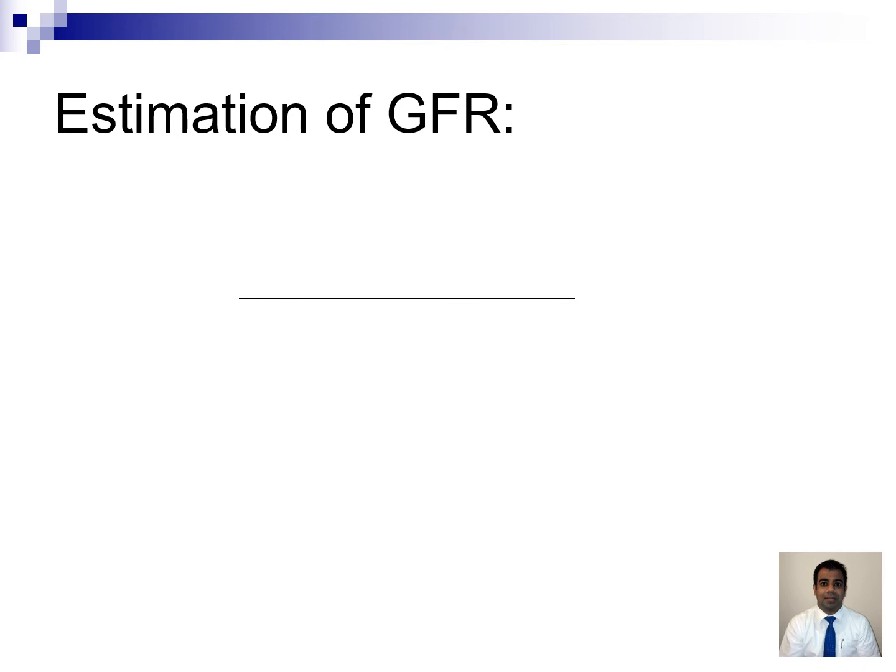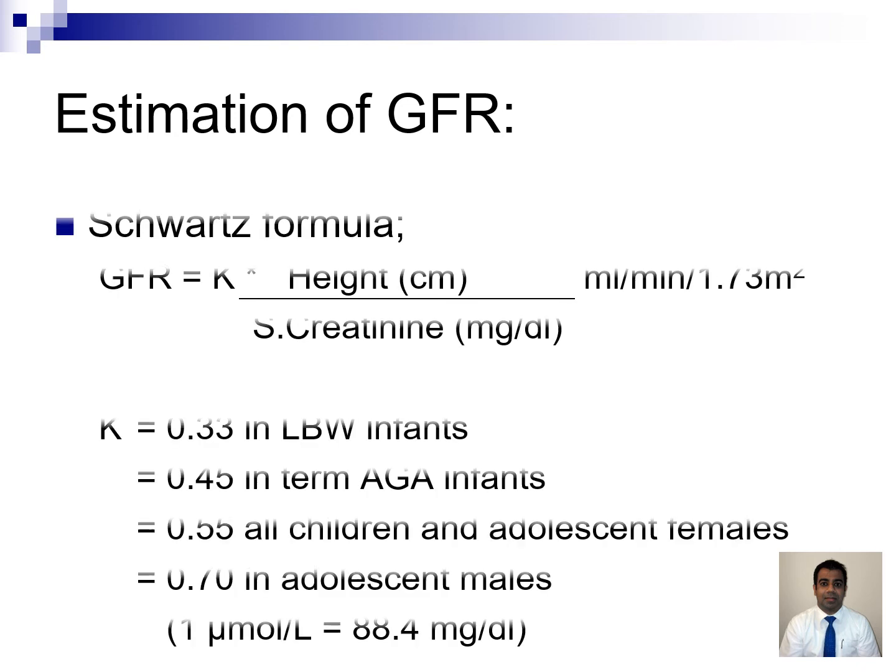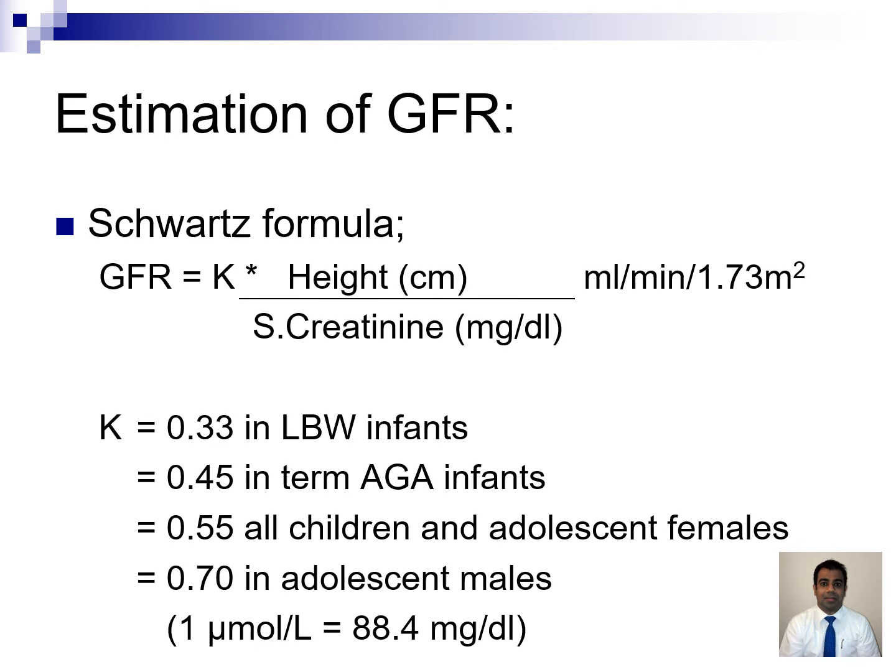So how do you calculate what is called the estimated glomerular filtration rate, or the estimated GFR? In pediatric practice, we use what is called the Schwartz formula, which is calculated thus. So you have a constant, you multiply the constant by the height divided by the serum creatinine, and remember the height is obviously in centimeters.